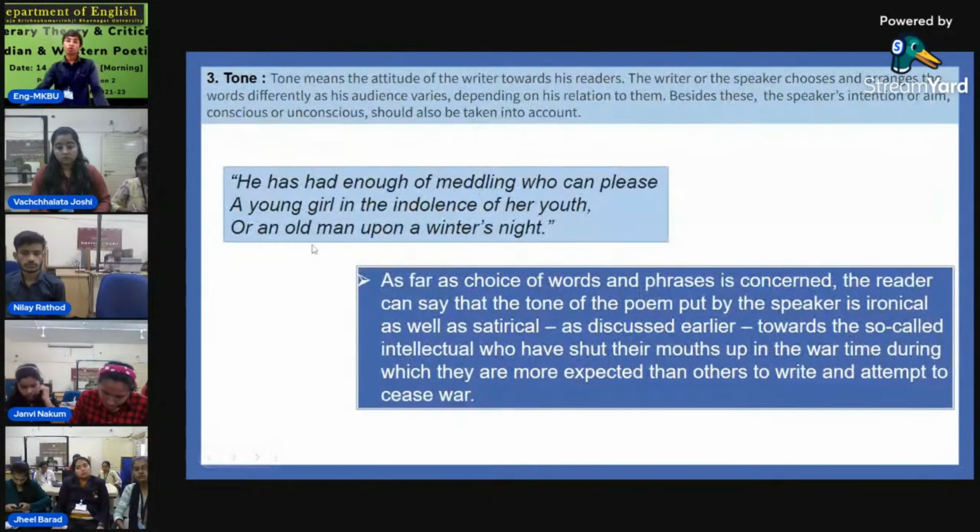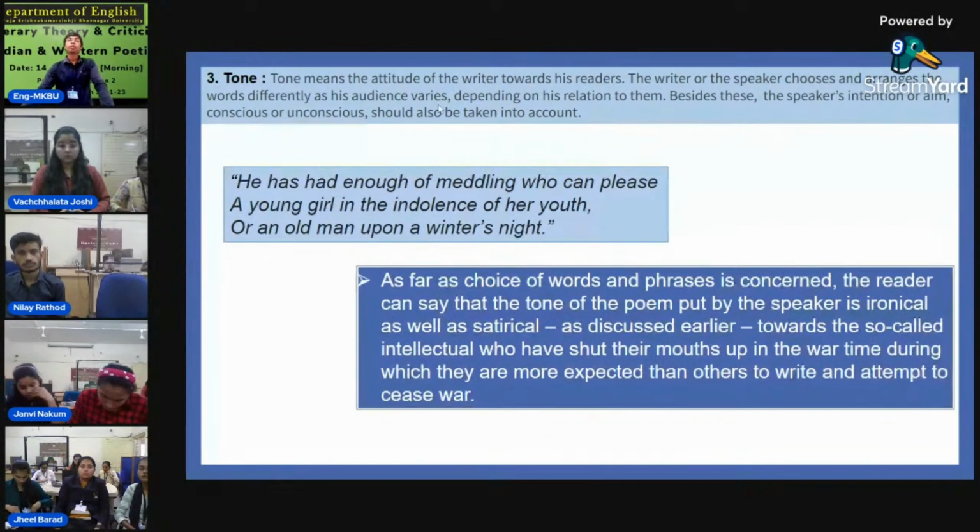And now coming down to tone. Tone means the attitude of the writer towards his reader. So as we say, who is our audience? Accordingly, our tone will change. So it is our attitude towards the readers or listeners. That is why we change our tone. The writer or the speaker chooses and arranges the words differently as his audience varies.